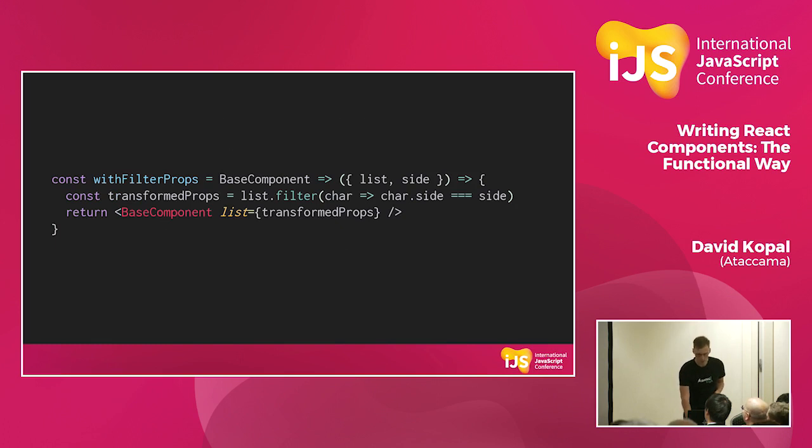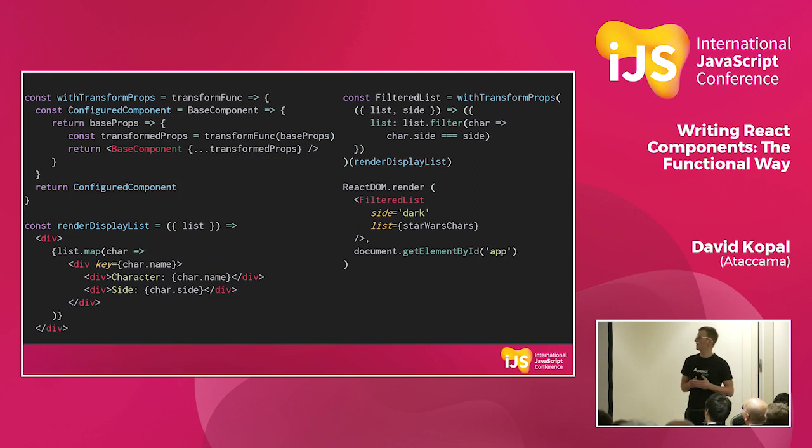However, if we check our higher order component with filter props, you can see that it's dependent on the list and side prop, and because of its purpose, it's now really difficult to reuse it elsewhere. So we want to make it reusable, because we don't want this kind of specificity in our code. So we can do it like this. Now, this code does the same thing as the code from before. The difference here is that we renamed our with filter props to with transform props, because now it's more general. It can do a lot of things, not only filtering props.